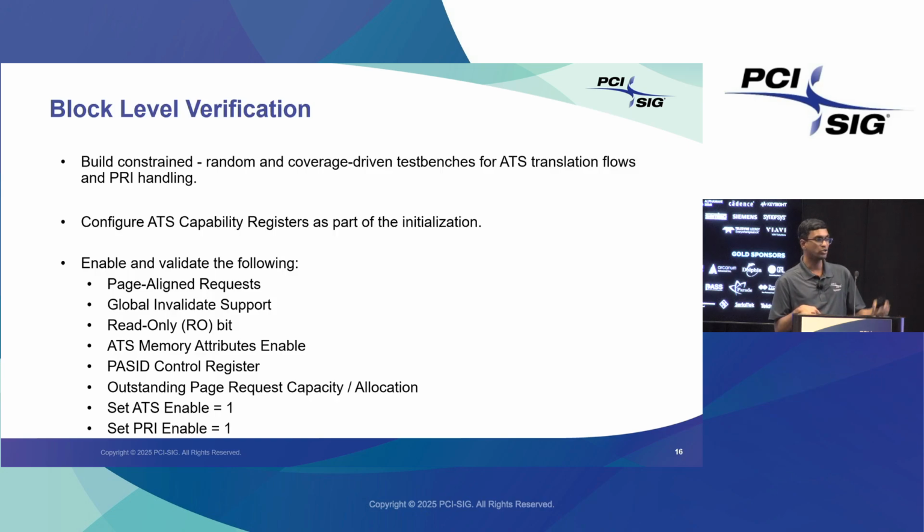And memory attributes, whether to enable or not, and PASID we need to enable, because PASIDs are linked with ATS, PRS and invalidation. And for outstanding page requests, I think the device and RC will communicate how many pages it can store and how many pages it can assign. This is used in the capability registers. Once all these capabilities are set internally between both, then we will enable ATS and PRS. So this is our configuration part inside our test bench.